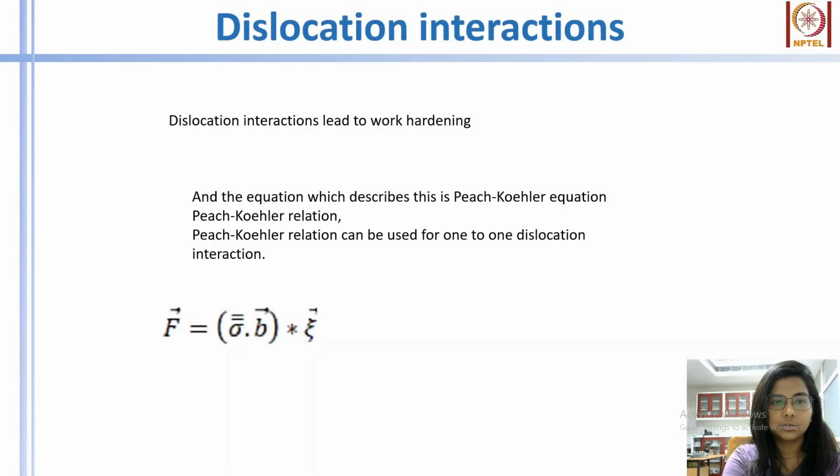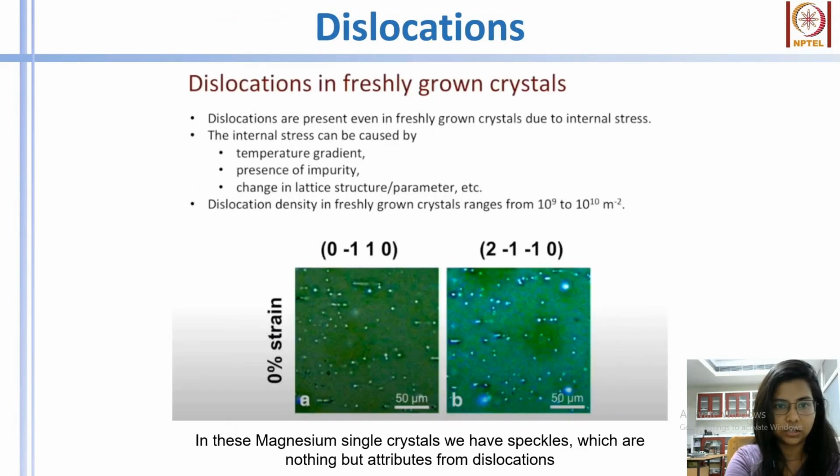Now, this is something which we have learned previously, so I will not go into more detail. The dislocation interactions lead to work hardening. The equation which describes this is called the Peach-Koehler equation. The Peach-Koehler relation can be used for one-to-one dislocations. Okay, so let us start from here.